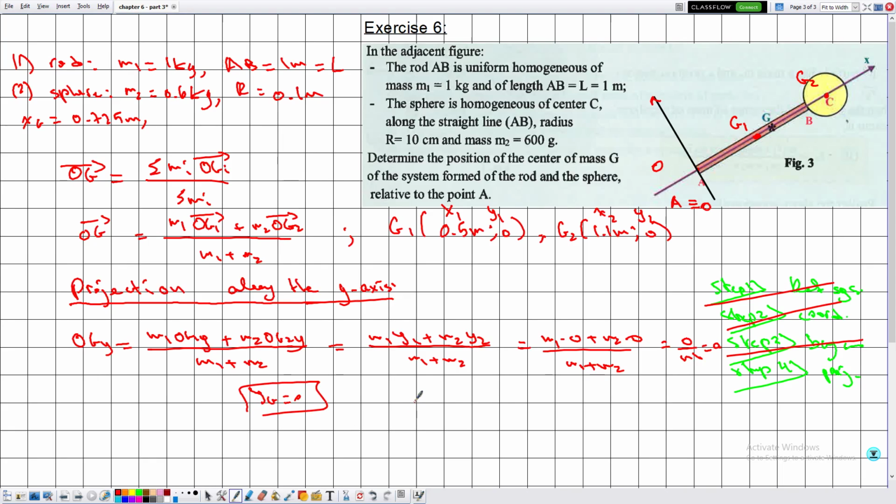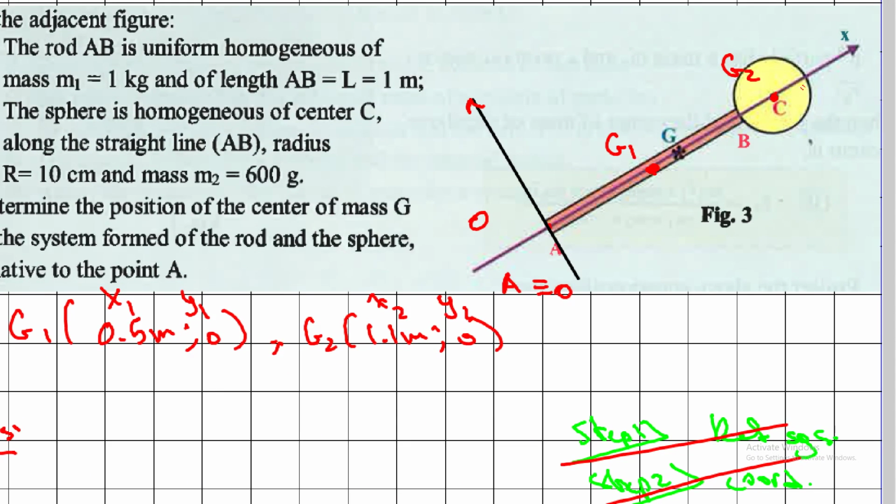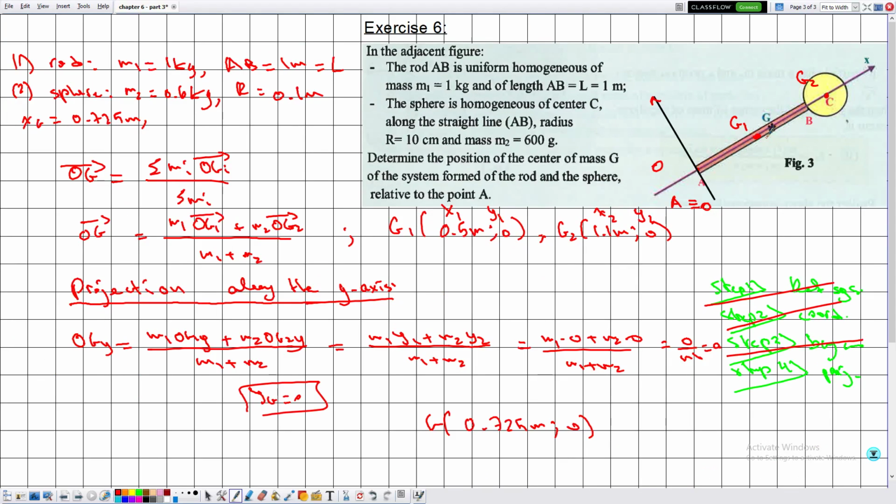So in this case, the coordinates of the center of mass of the system are given by G (0.725 meters, 0). As you can notice, 0.725 is greater than 0.5, so it's between G1 and G2 and shifted toward G1. Okay, so that's it for me in this video, guys. In the next part we will start with the forces and how we project a force along the x and the y axis.